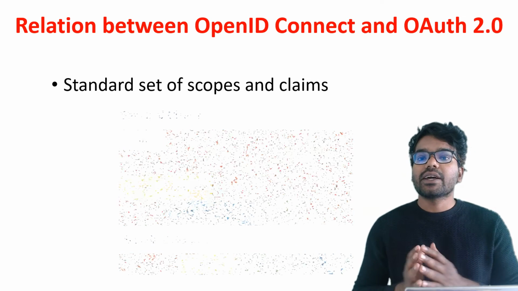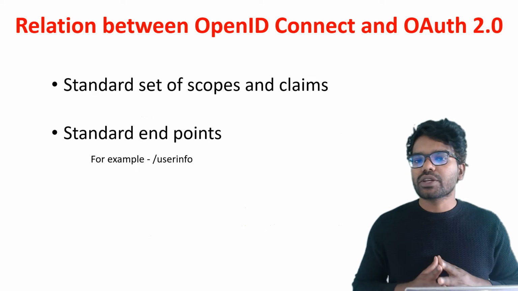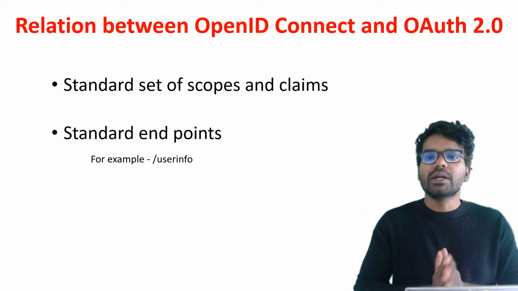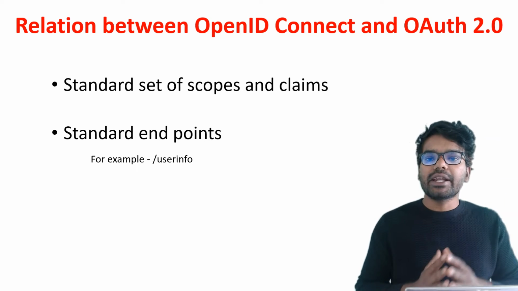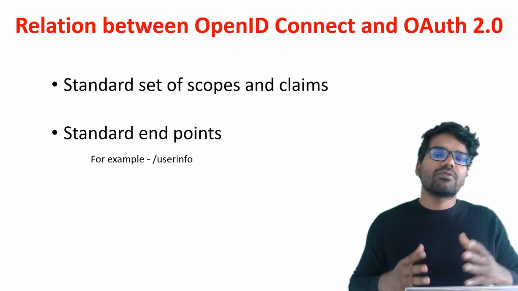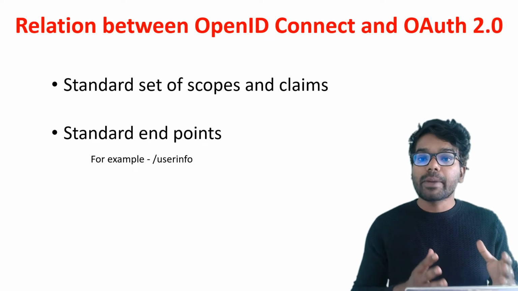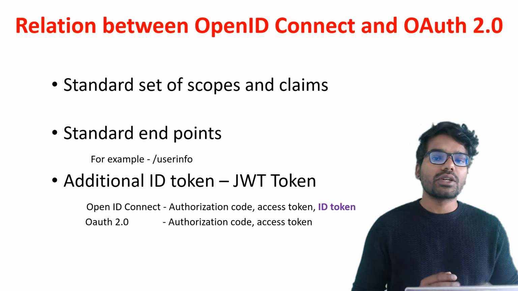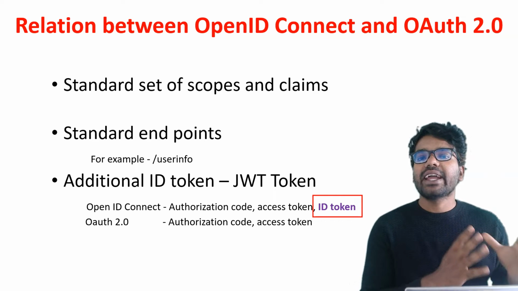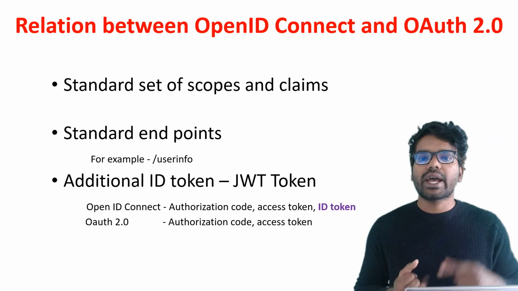The next is, it also has some standard endpoint resourcing. For example, if you want to get user info, then you can use /userinfo, and before it you use the domain name. Again, this can be the same for different identity providers. If you use Okta, you have the userinfo under the Okta domain. If you use Google as the identity provider, again you can use the same resource path or the same endpoint. The next point is about the tokens. With OpenID Connect, you get an additional token. We call it the ID token. If you look at OAuth 2.0, then you have the authorization code and access token.